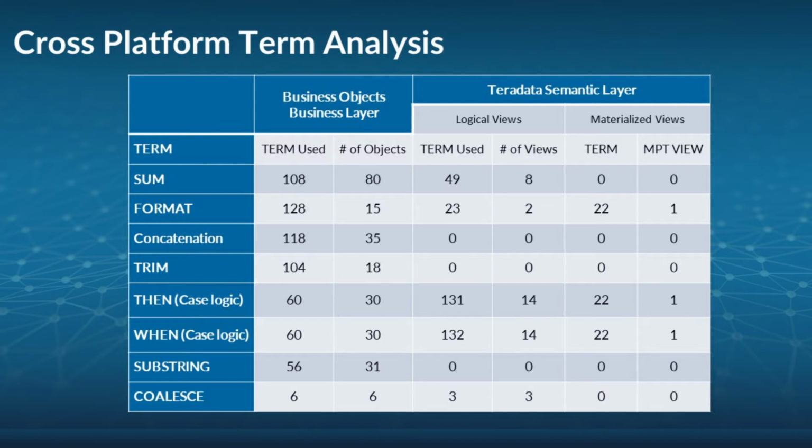And then we have the business objects, the BOBJ layer. So the number of times that particular term was used, and the number of objects. In this particular case, there were over 300 business object programs already in development, right? And they were just in year 3 of a 5-year development program.